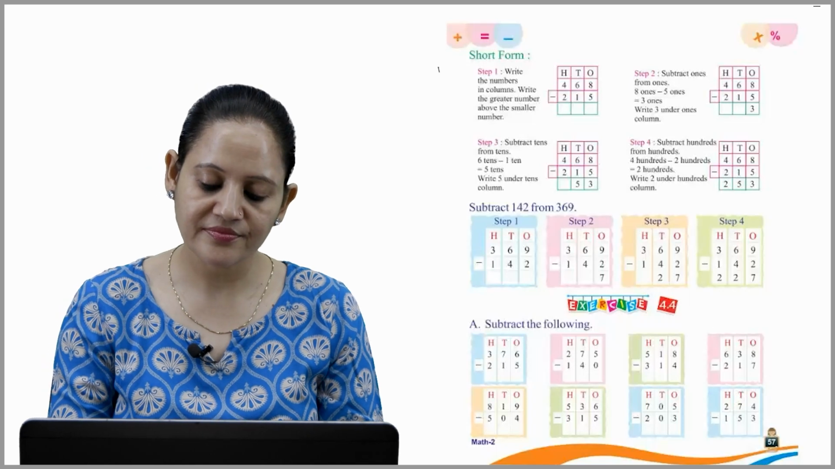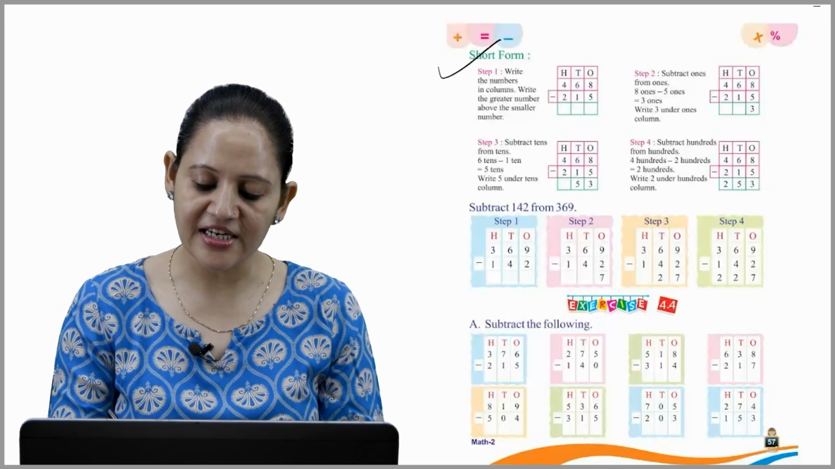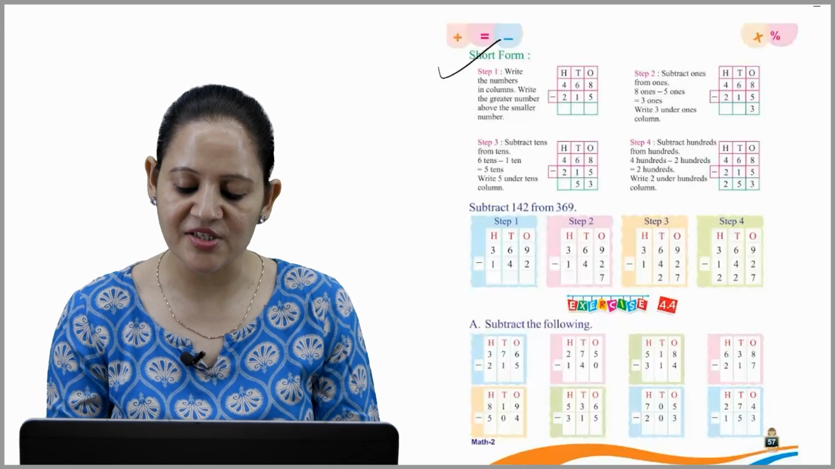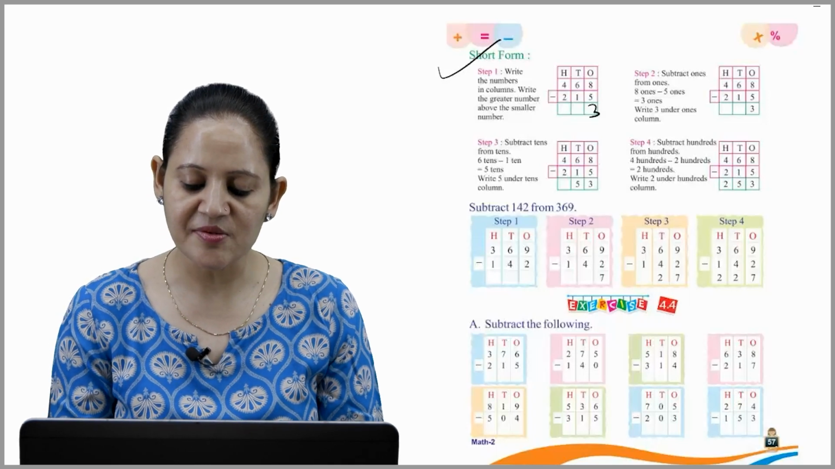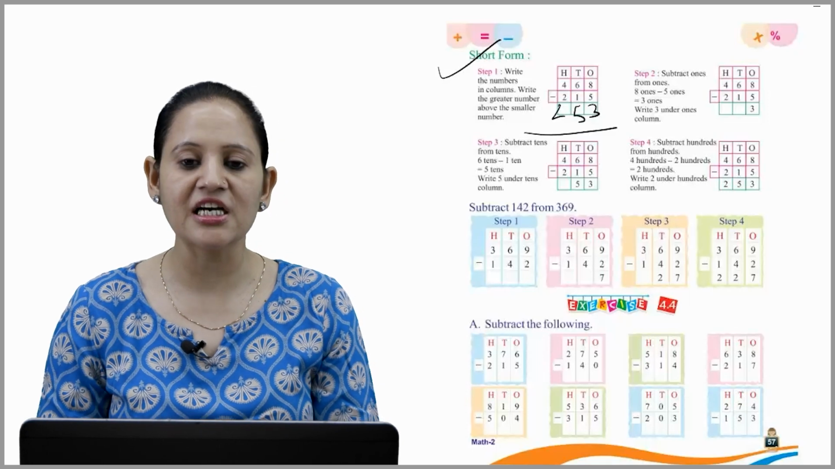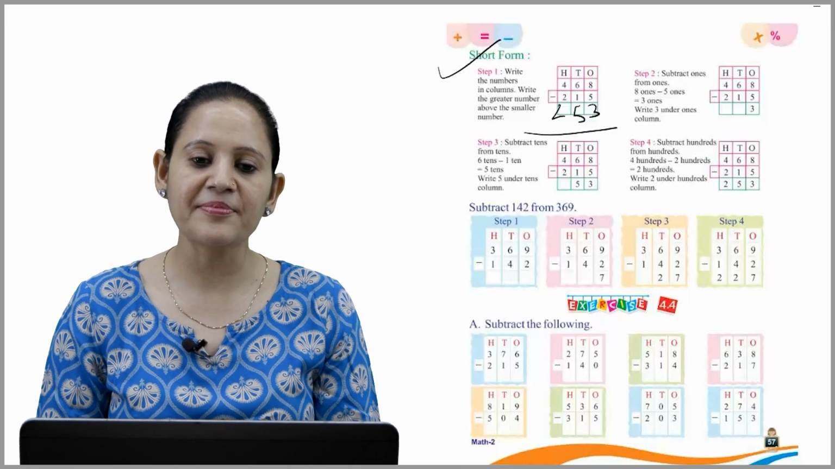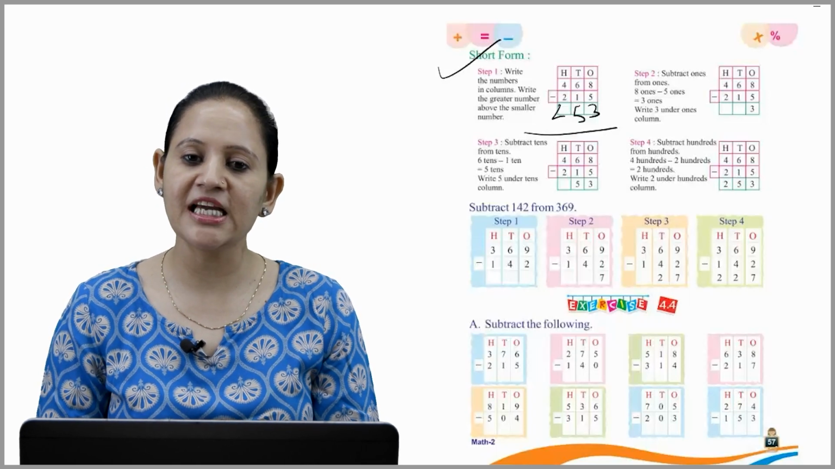Short form. First, we'll write the number in column like this. Start subtracting from ones. 8 minus 5, that is 3. 6 minus 1, that is 5. 4 minus 2, that is 2. So, difference क्या आ जाएगा? 253. Clear? Next is subtract 142 from 369.